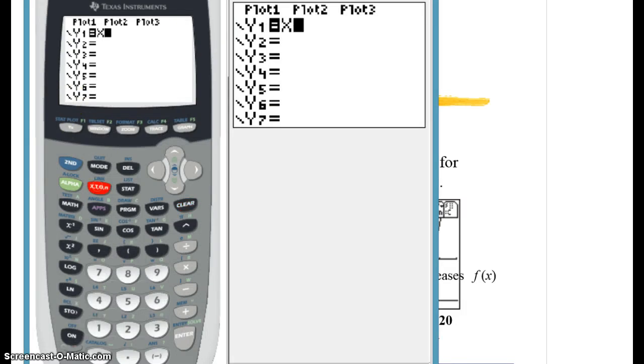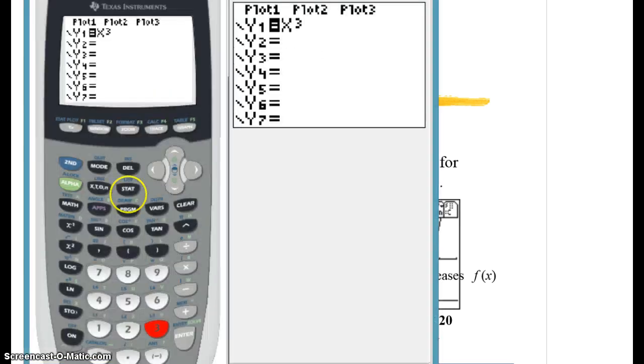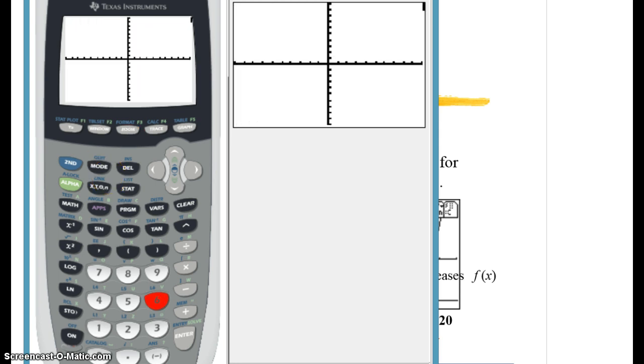So here we go. x, to get to the cube, you could do math and option 3. And that will give you x cubed. Alright, minus 12x plus 2. Alright, and let's do this in our standard window, zoom and option 6 for zoom standard. And as you could tell, the standard window will not be too good a fit because I'm missing the peaks.